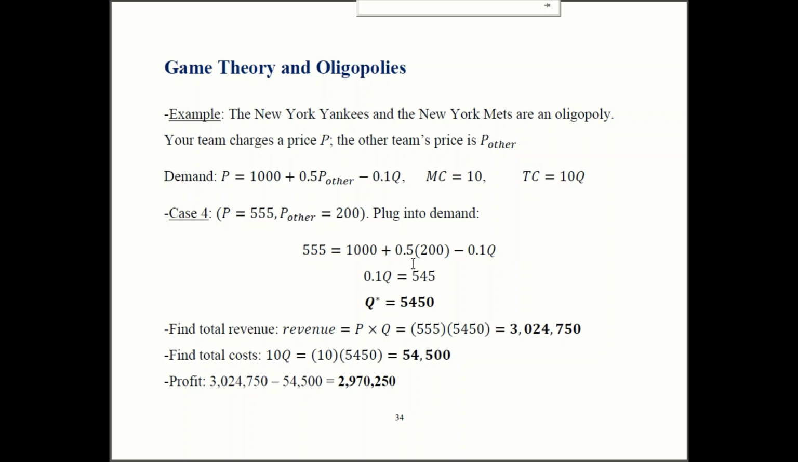To solve for Q, we got to isolate the Q. Let's first push it to the other side of the equation. So we got 0.1Q is 545. Lastly, to complete the isolation of the Q, we divide both sides by 0.1. That gives us Q star of 5450.